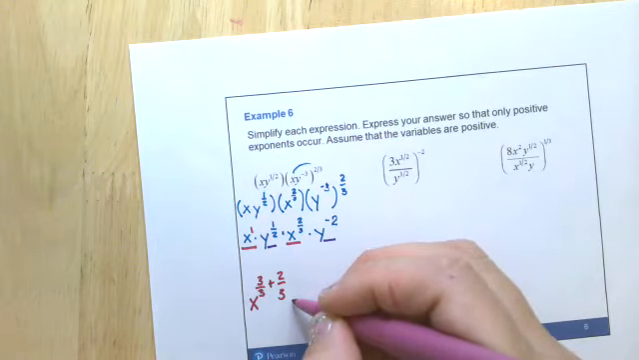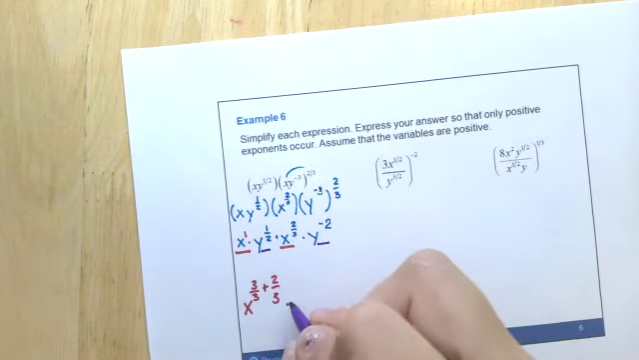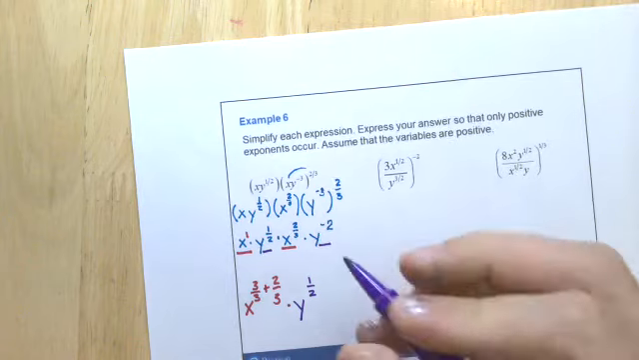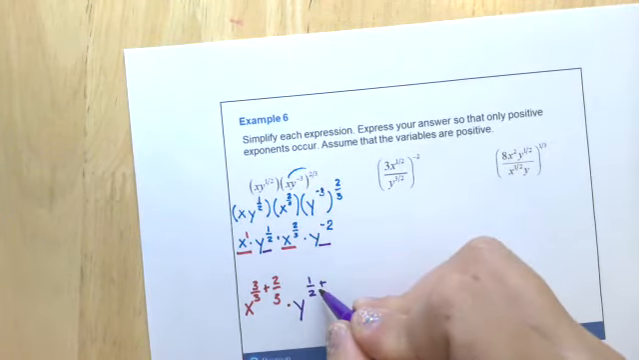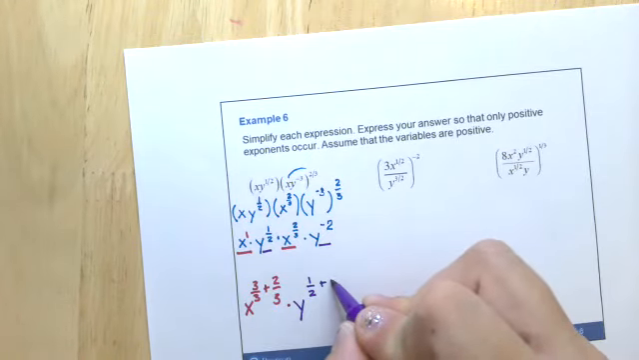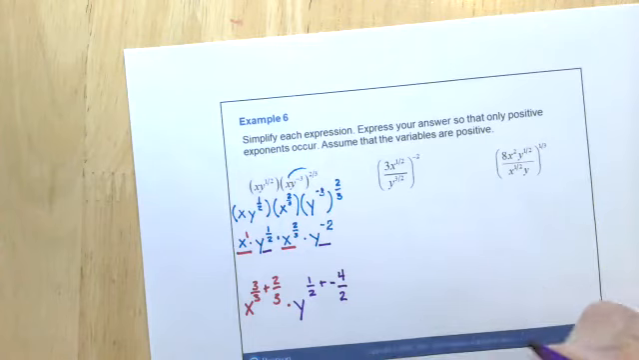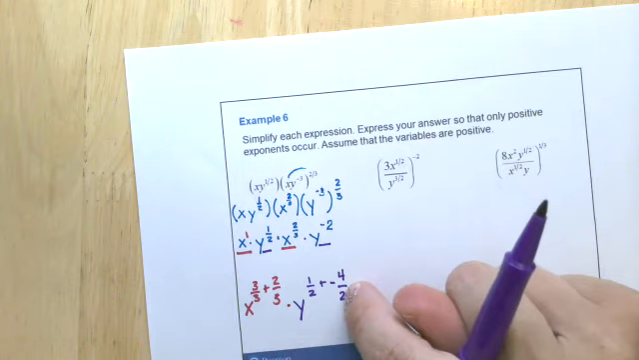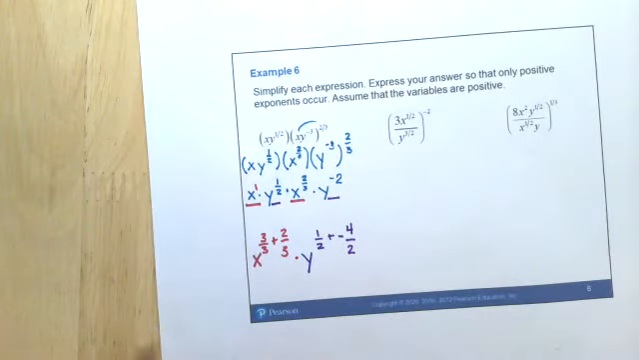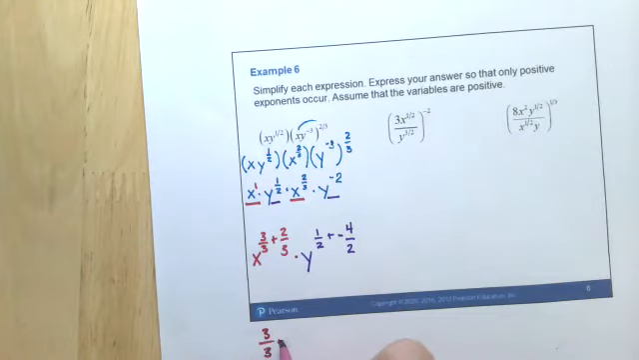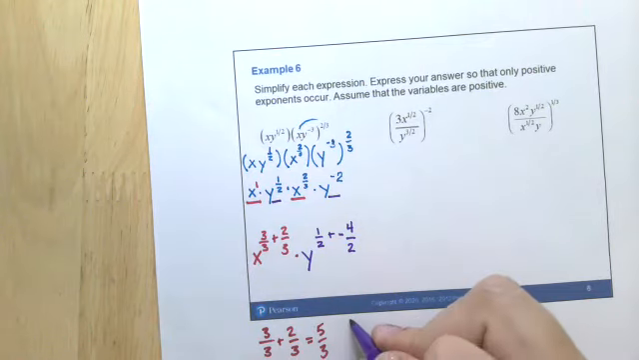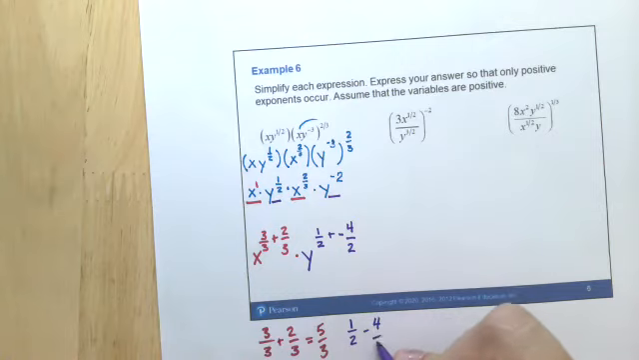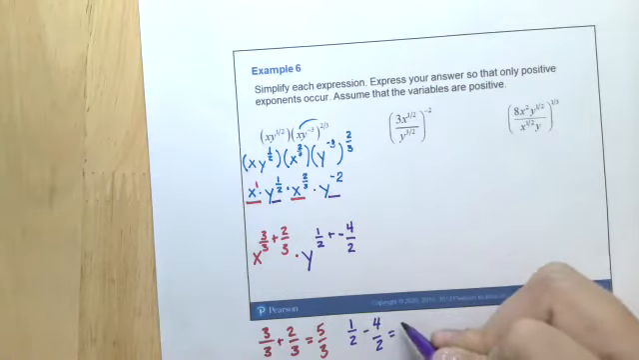Times y, 1/2 plus -2, but we want to turn it into halves. So it would be a -4/2. Right? -2, but I want to change it into halves because it's -4/2. So when I combine these, 3 plus 2/3 is 5/3. 1/2, we're just going to say -4/2 is -3/2.